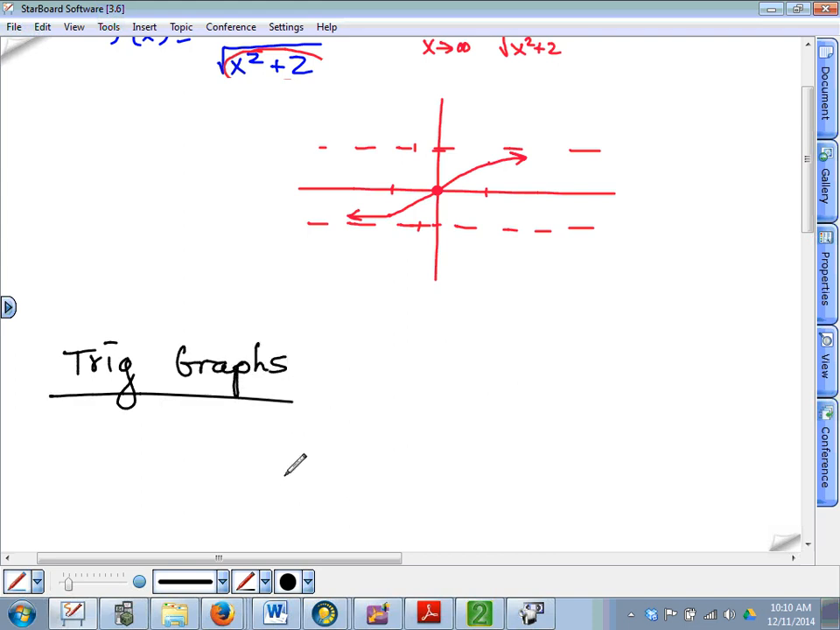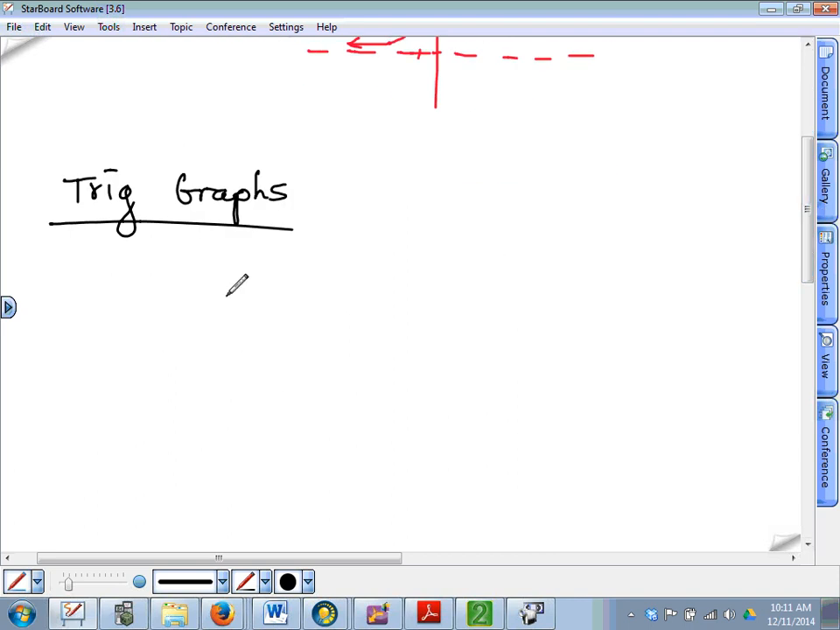Trig graphs. It's more than what you saw last year in pre-calculus. These aren't normal trig graphs that just oscillate between 1 and negative 1. These are ones that start smaller and then get bigger. Like a sound wave.